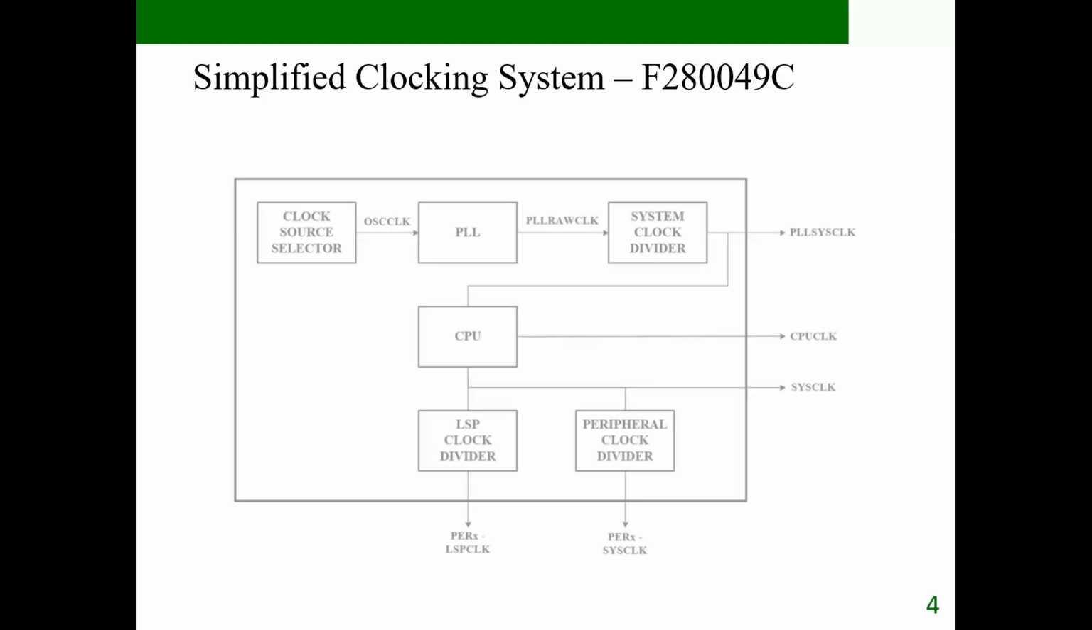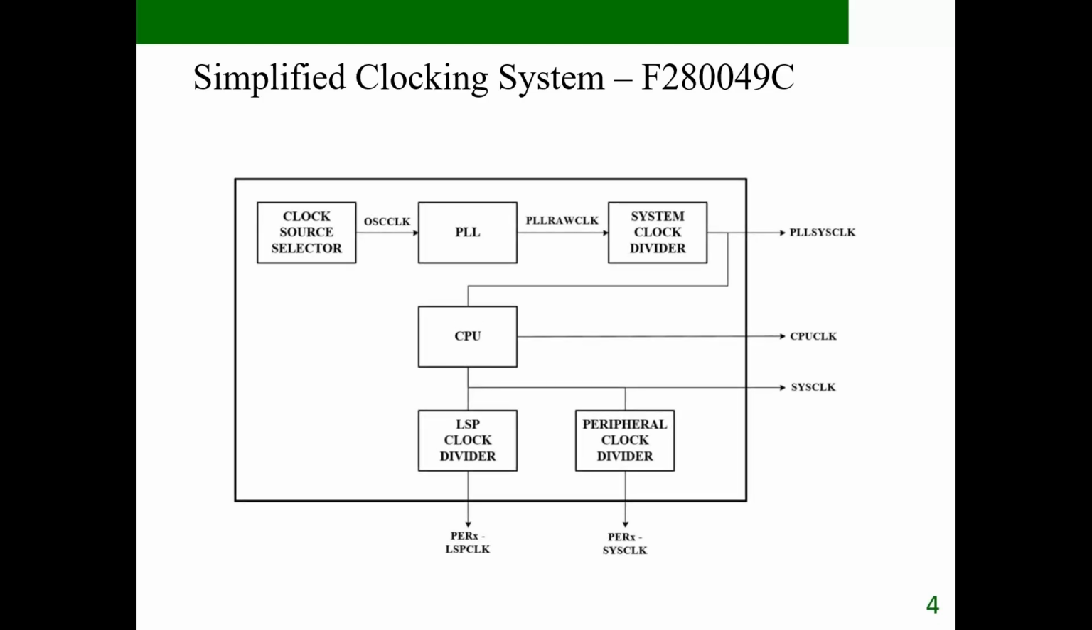Let's look at the simplified clocking structure of the F280049C. At the front, we have the clock source selector. This block chooses which clock source the device will use. We will see the options for that on the next slide. The selected input is then sent into the PLL or phase-locked loop. The PLL multiplies or divides the reference frequency to generate a much higher internal clock.